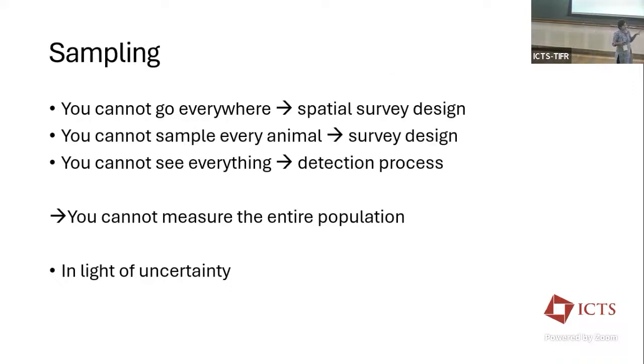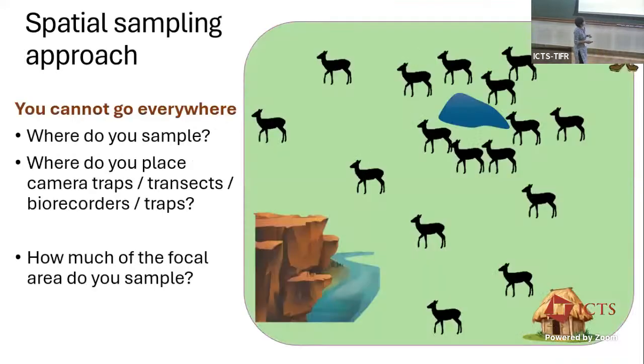Putting it into less casual words, you can't go everywhere, which means you need to think of some sort of spatially informed survey design. You can't sample every animal, which again fits within the realm of survey design. You can't see everything is what is called the detection process. Varun already referred to it a little bit, in terms of where you can see animals more and where you can see animals less. Distance, you already spoke about a little bit, but there is a detection process also that you need to consider. And then we'll talk a little bit about uncertainty. So for the rest of this hour, this is what we're going to be talking about.